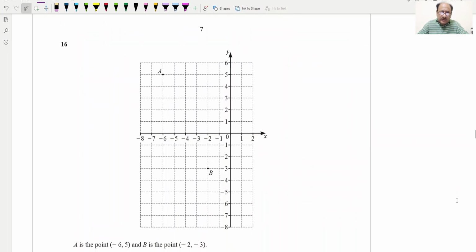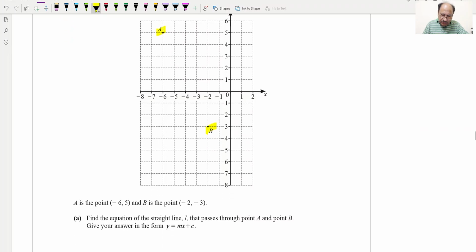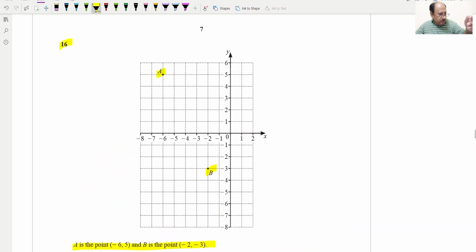Now question number 16. Question number 16 says a grid is provided, A and B points are also there, and they are saying A is this point and B is this point. Find the equation of the straight line that passes through points A and B. Give your answer in the form y is equal to mx plus c. So the equation of the line is required.